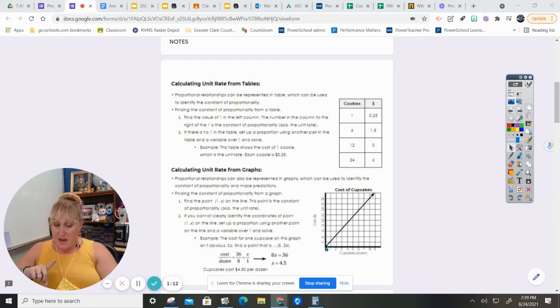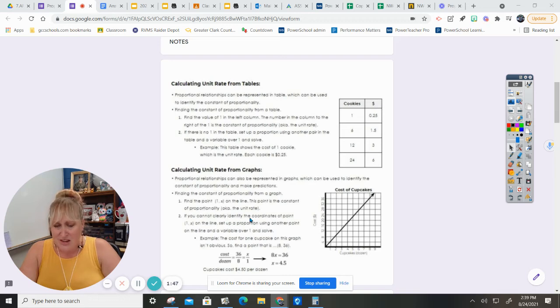But they have to go through the origin. They have to go through the origin and be a straight line. So find the point 1 comma x. So let's go over here, 1 comma x. It looks like it crosses right there at the 4. This point is the constant of proportionality or the unit rate. Guess what? You're looking for that 1. You're always looking for the 1. So make sure that you remember that.